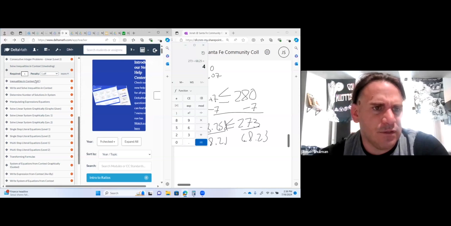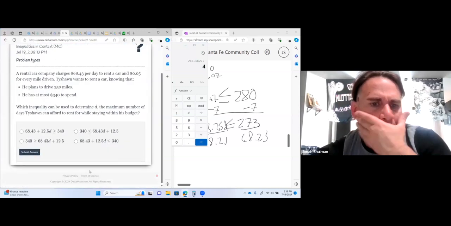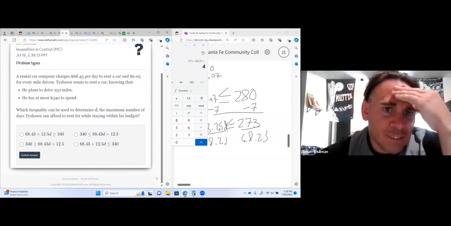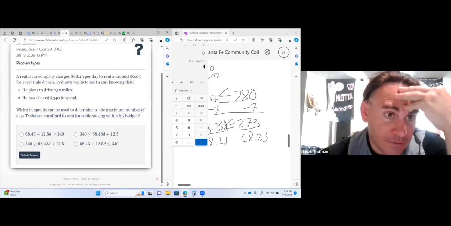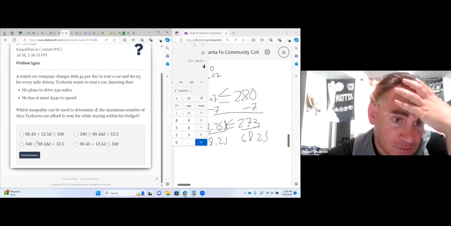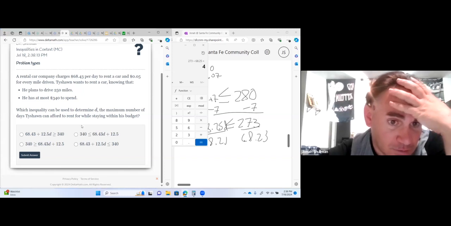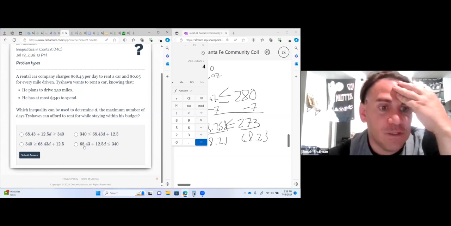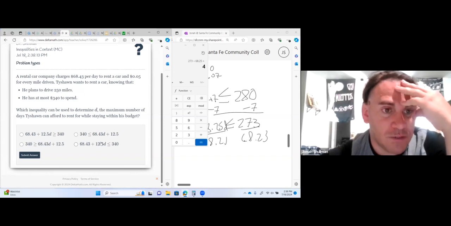All right, let's keep it going. A rental car company charges $68.43 per day and for every mile. Tayshawn wants to rent a car knowing that he plans to drive 250 miles and has at most $340. So the 340 has got to be on this side, and it's got to be bigger than that. So our only choices are C is out. So it's just A, B, and D because that's at most we have to spend.